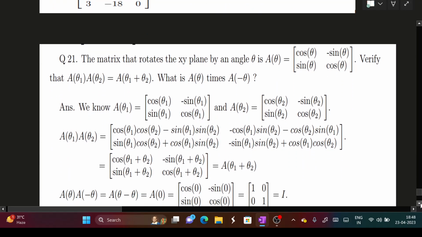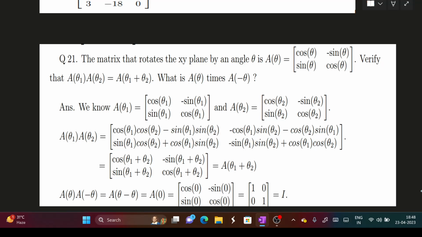Next, this is a rotation matrix, a 2 cross 2 rotation matrix. Any vector multiplied by it will be rotated by an angle theta. So A theta is equal to cos theta, minus sin theta, sin theta, cos theta. Using this definition and the matrix multiplication property, we have to verify that A theta 1 times A theta 2 gives me A of theta 1 plus theta 2. Then we have to obtain A theta times A minus theta. So here A theta 1 is this much, A theta 2 is this much. Their product gives us this value.